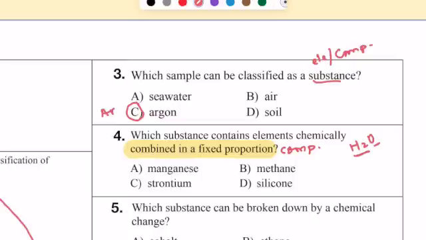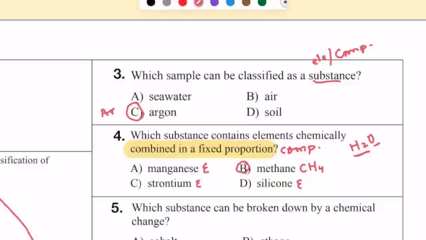Manganese, Mn, is an element. Strontium is also an element. Methane is something that you should memorize because methane is a very common compound in chemistry, so please make sure that you know the formula for methane. It's CH4. And silicon is also an element. So the correct answer is B.